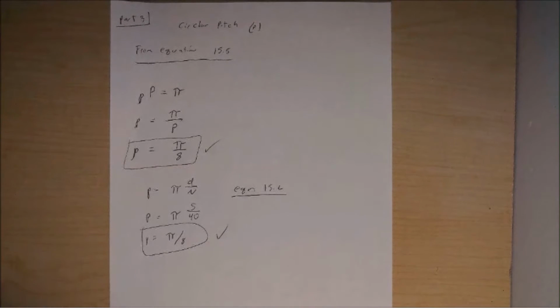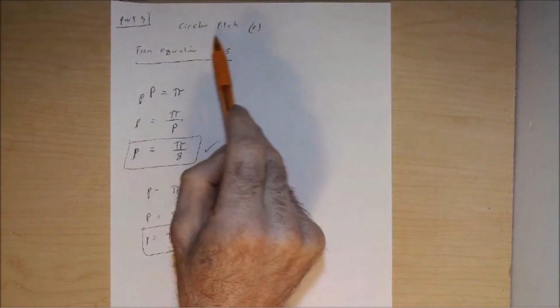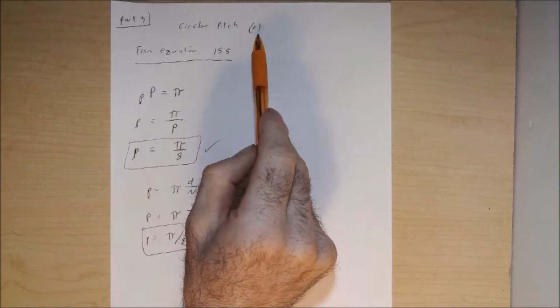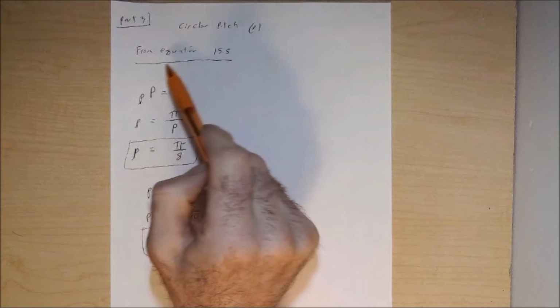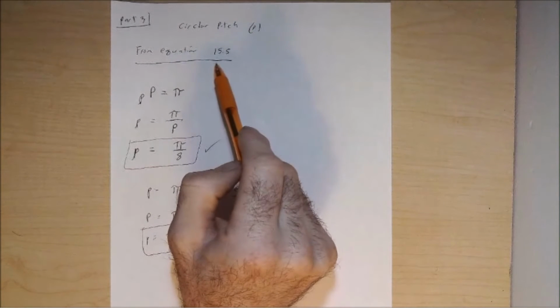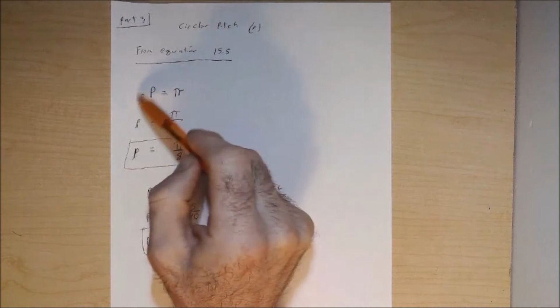So now that we found our solution to part 2, where they'd asked us to solve for our theoretical distance C, the next thing that we can do is go to part 3. In part 3, they're asking us to solve for the circular pitch, or lowercase p. There's a couple different equations we can use to arrive at the solution for this. For this first part, we're going to go to equation 15.5. So equation 15.5 gives us this relationship here.